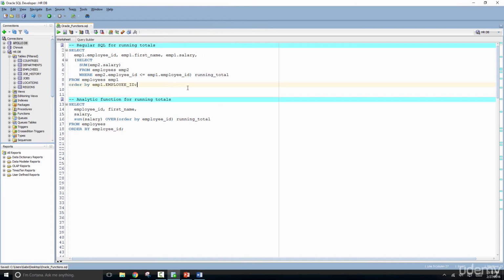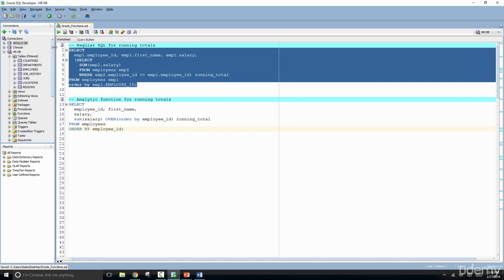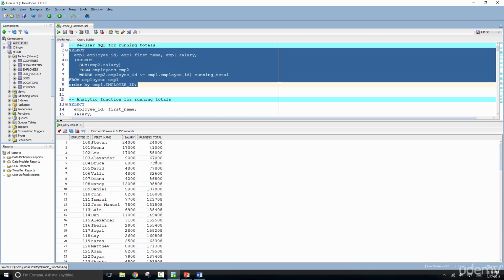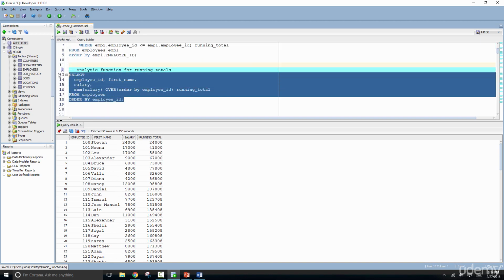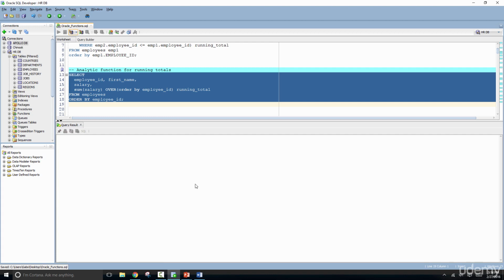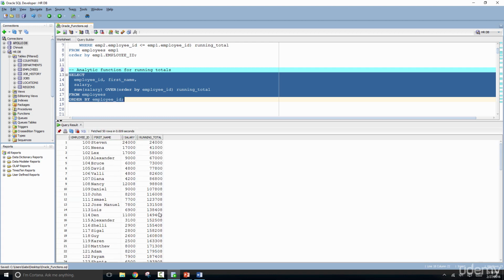Here in SQL Developer, we have those two statements. The first one which uses regular SQL and the second that uses an analytic function. If I run the first task, it returns a running total of all employee salaries in the company. The same results will be achieved by running an analytic function. Exactly the same running totals.